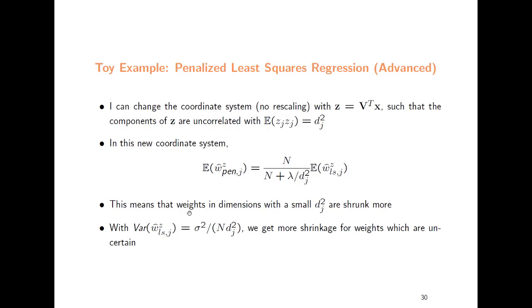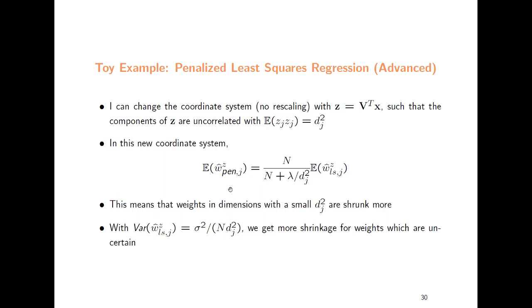And as we will see later, we can also estimate the uncertainty in our estimate. So this variance becomes sigma squared, the noise variance, the output noise, divided by n times d_j squared. Which means that weights are more uncertain when d_j is small.